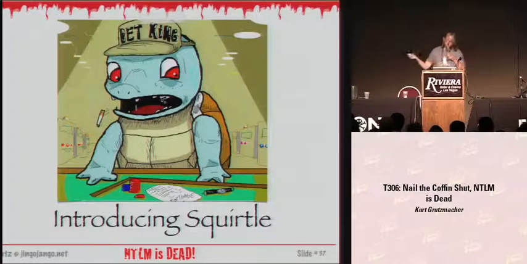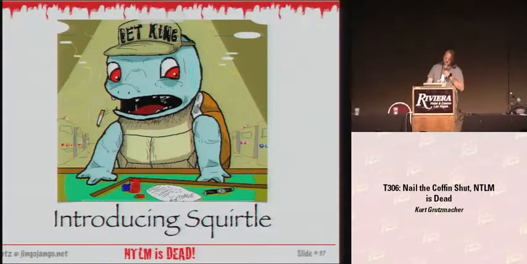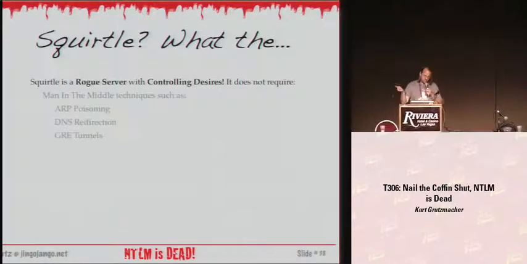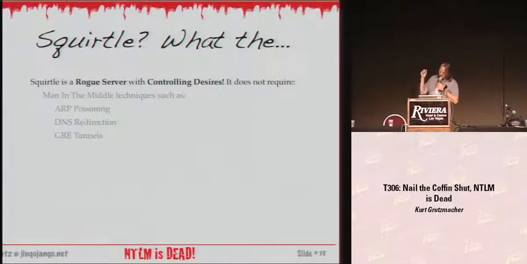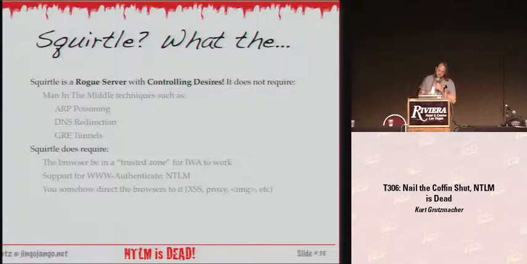So my tool today is called Squirtle. Squirtle is the bad king. Now, it is a rogue server, but it has more of a desire to control people, control end clients. It does not require man-in-the-middle techniques. So you don't have to do ARP poisoning. You don't have to do DNS redirection. You can do DNS stuff. However you get people to Squirtle, that's fine. It does require that the end user be in the trusted zone or do authentication of NTLM. And then, of course, you do have to direct the browsers to Squirtle.